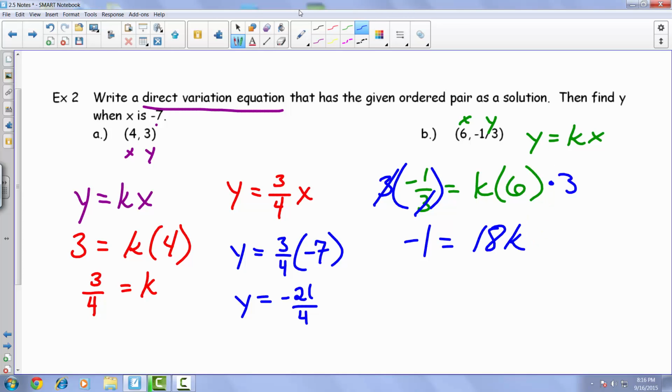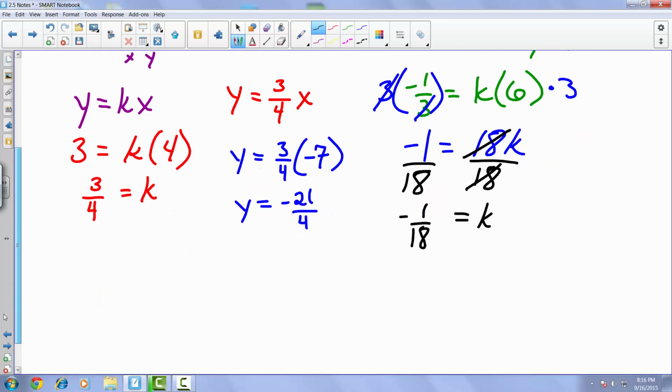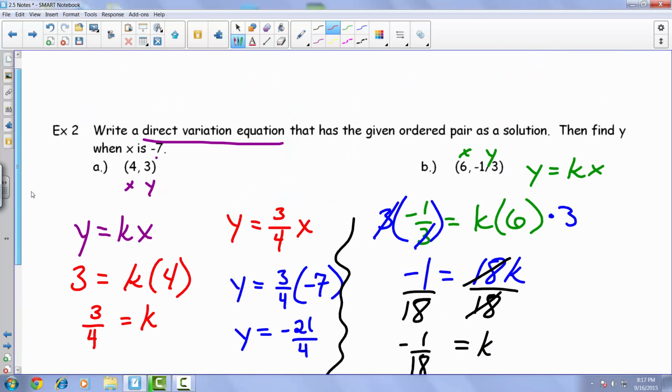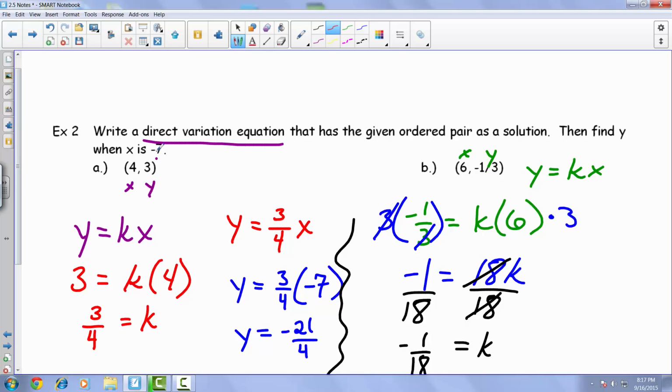And again, to find out what our constant of variation k is, we just divide both sides by 18. 18's cancel, leaving us with just k is equal to -1/18. So now if we wanted to rewrite our equation that represents this direct variation, we would end up with y is equal to -1/18x. And again, find out what y is if you know that x is -7.